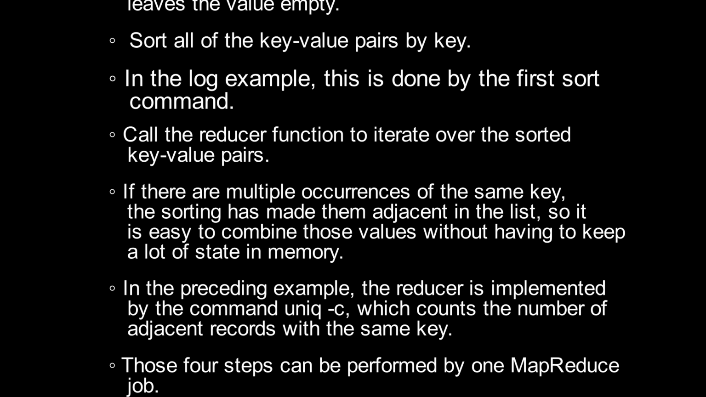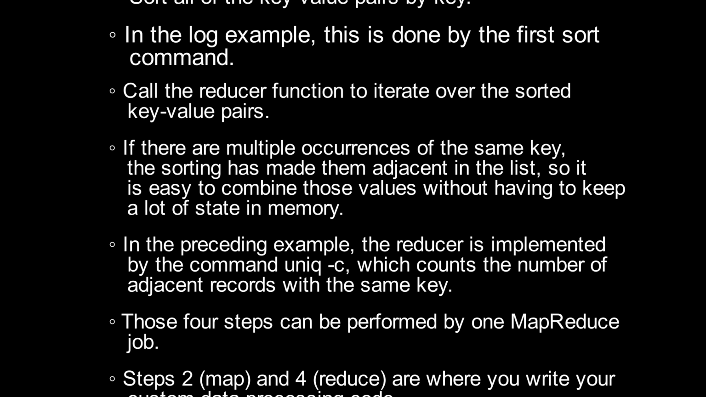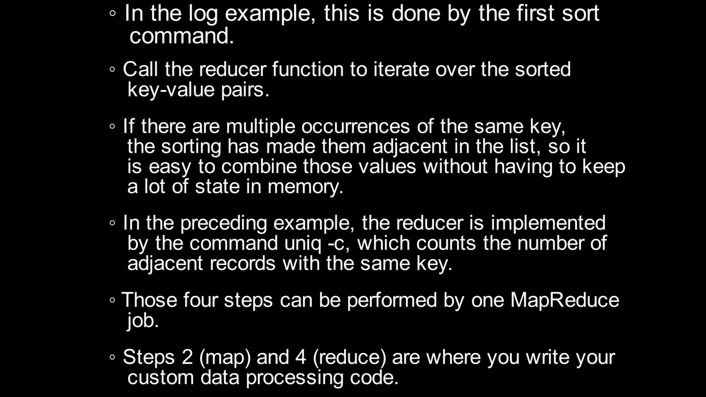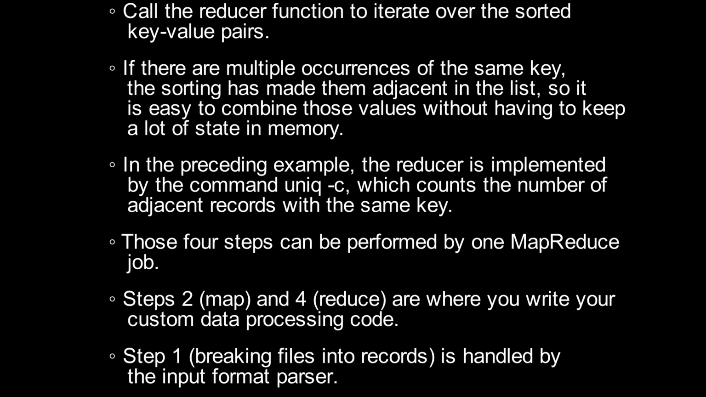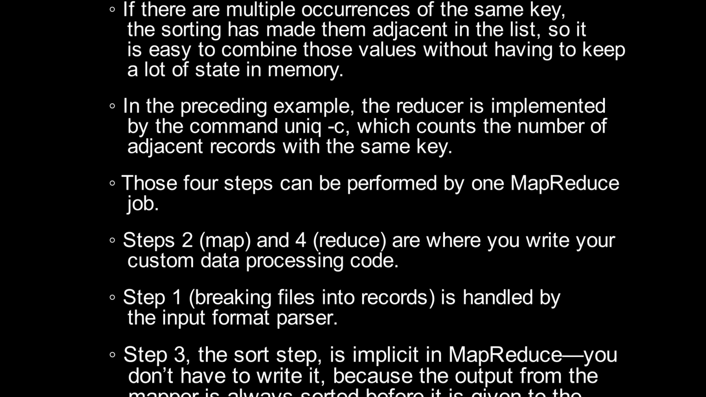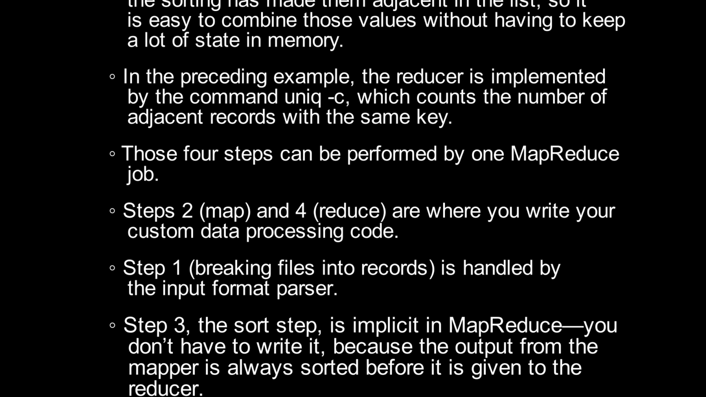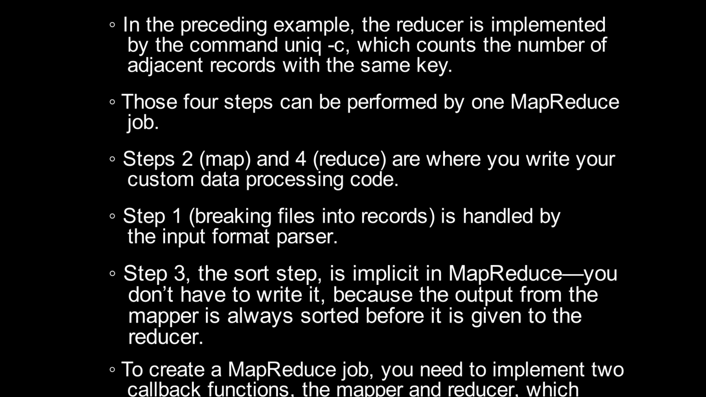In the preceding example, the reducer is implemented by the Unix command uniq -c, which counts the number of adjacent records with the same key. Those 4 steps can be performed by one MapReduce job. Steps 2 (map) and 4 (reduce) are where you write your custom data processing code. Step 1, breaking files into records, is handled by the input format parser. Step 3, the sort step, is implicit in MapReduce.